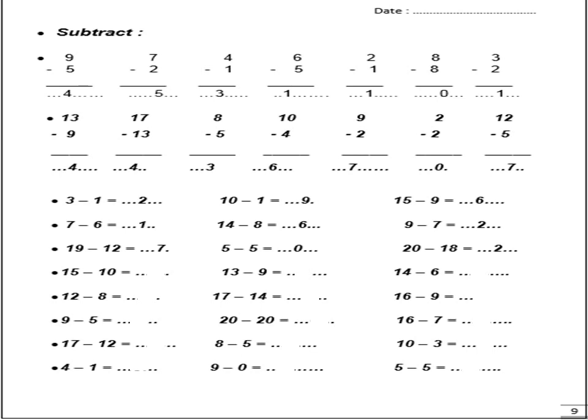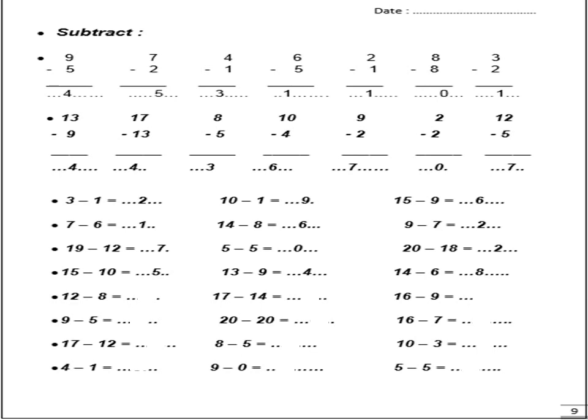15 minus 10, we count from 10 until we reach 15. After 10: 11, 12, 13, 14, 15. So the answer will be 5. 13 minus 9, we count from 9 until we reach 13: 10, 11, 12, 13. So the answer will be 4. 14 minus 6, we count from 6 until we reach 14. After 6: 7, 8, 9, 10, 11, 12, 13, 14. So the answer will be 8.